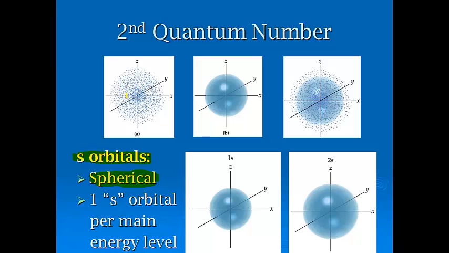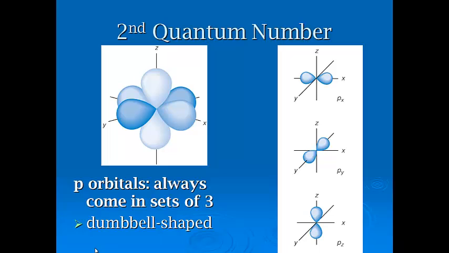This top diagram here is just showing you the probability factor, where we define where electrons can be, and then if we fill that in, it takes this S or spherical shape. And again, this is going to become more important a little bit later, but there's one S orbital per main energy level. And that's how we define some of that.